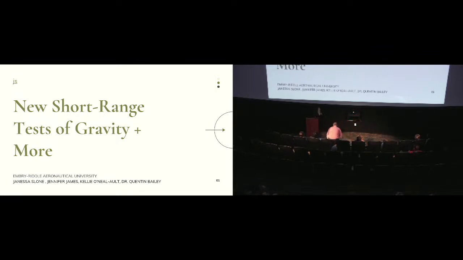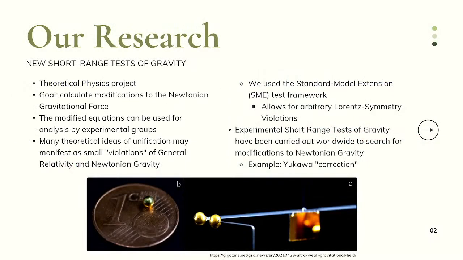Hello. Hi, everyone. Thank you, Dr. Richardson, for the introduction. Like you said, I have been working with Dr. Bailey for the past couple years, and I also worked with Jennifer James, who graduated last year. So the first project I worked on is new short-range tests of gravity, which is a theoretical physics project where our goal was to calculate the modifications to the Newtonian potential energy equation. And these modifications can be used by experimentalists around the world. There are various projects going on, which I'll talk about a little bit later.